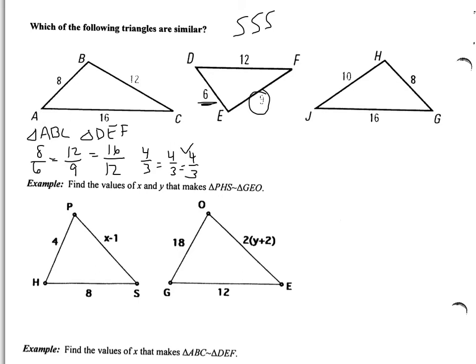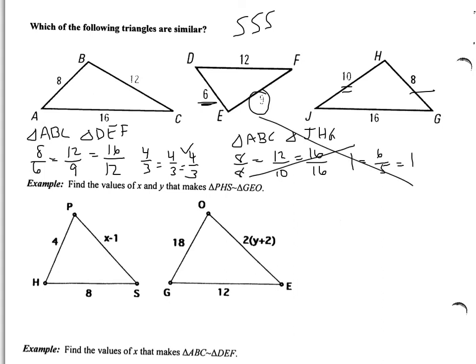Just to make sure we're right, let's check the third triangle. So this time let's do ABC with JHG. Again, ABC has sides of 8, 12, and 16. Okay, the smallest side is 8. The middle side is 10, and the largest side is 16. 8 over 8 is 1. 12 over 10, if I divide both by 2, becomes 6/5. 16 over 16 is 1. These are not similar.